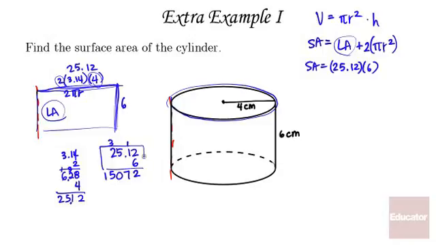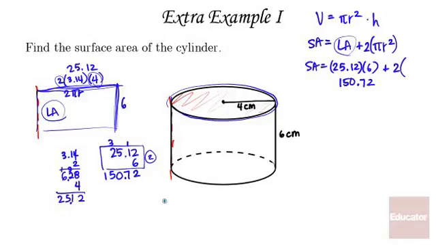Now, how many numbers do I have behind decimal points? I have 2. That means I have to place 2 numbers behind the decimal point here in my answer. So 25.12 times 6 is 150.72. Okay, that's only this part right here. Plus, now I have to find the area of my base, pi r squared. So, all of this right here.